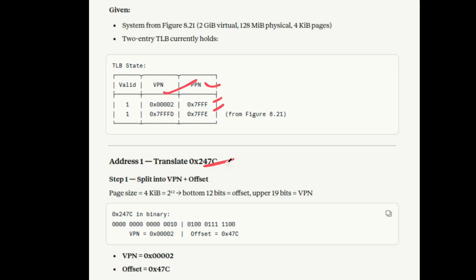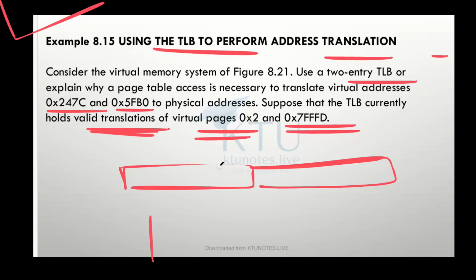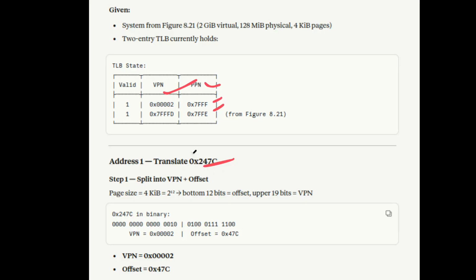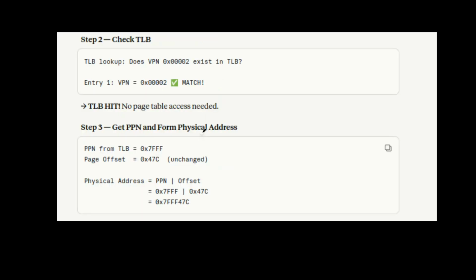Okay, that is the 12 bits we are taking here, the bottom 12 bits, and 0x2's corresponding PPN is 0x7fff. So you are going to combine both of them by looking at the TLB. A TLB hit would happen here because in the TLB 0x2 is present, so you will get the physical address.